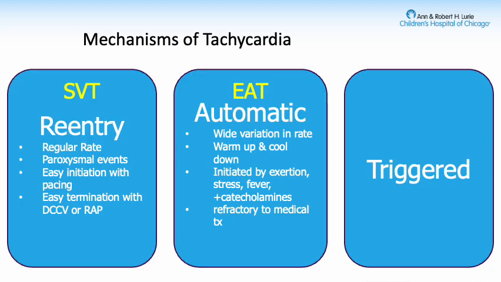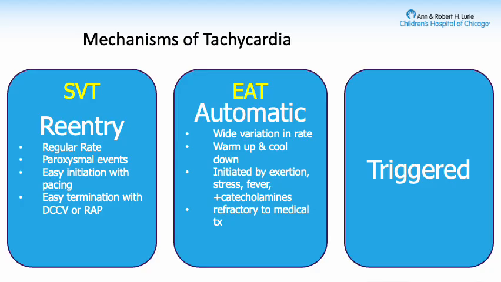Like I said, when we talk about mechanisms of tachycardia, the reason this really matters is there are reentry mechanisms, which are of a regular rate. They're paroxysmal. They're really fast starting, really fast stopping. We can initiate them quite easily when we're pacing kids. And then importantly, these are the arrhythmias that you can cardiovert successfully or rapid atrial pace or transesophageal pace, which we'll sometimes do as an EP group.